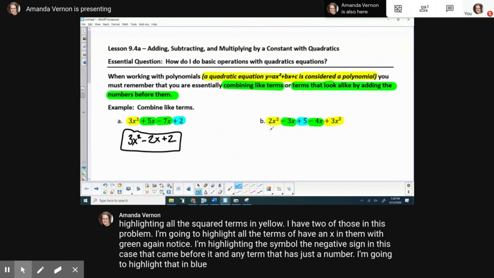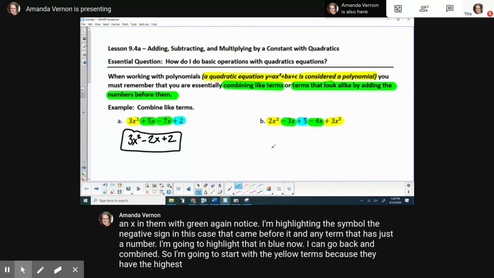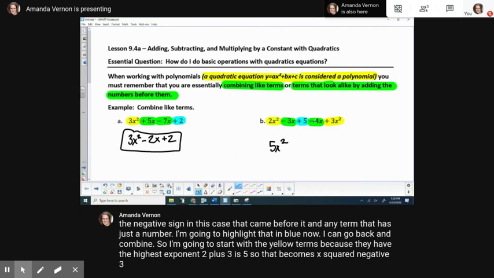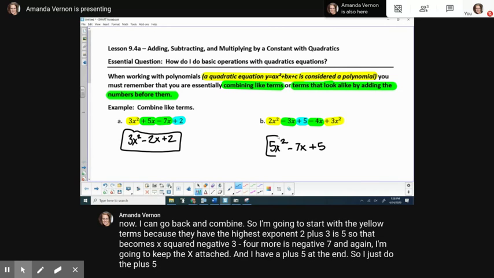Now I can go back and combine. So I'm going to start with the yellow terms because they have the highest exponent. 2 plus 3 is 5. So that becomes 5x squared. Negative 3 minus 4 more is negative 7. And again, I'm going to keep the x attached. And I have a plus 5 at the end, so I just do the plus 5 at the very end. There you have it. That's how we combine like terms.